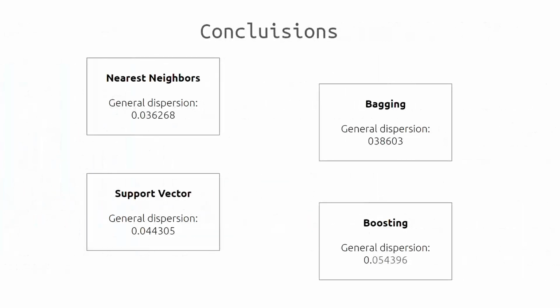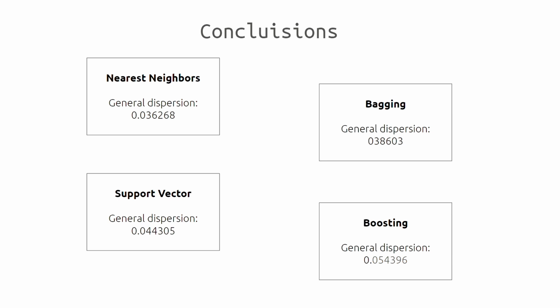And last, after the calculation, we obtained the general dispersion for each classifier. From here, we can make the following conclusions. The nearest neighbors classifier shows the lowest dispersion, which indicates its higher robustness and the lowest spread in the measured metrics. This means that it shows more stable and reliable results compared to other classifiers. The bagging classifier is next in terms of robustness, which also showed a fairly low level of dispersion, but slightly higher than that of the nearest neighbors classifier. However, the difference is very small.